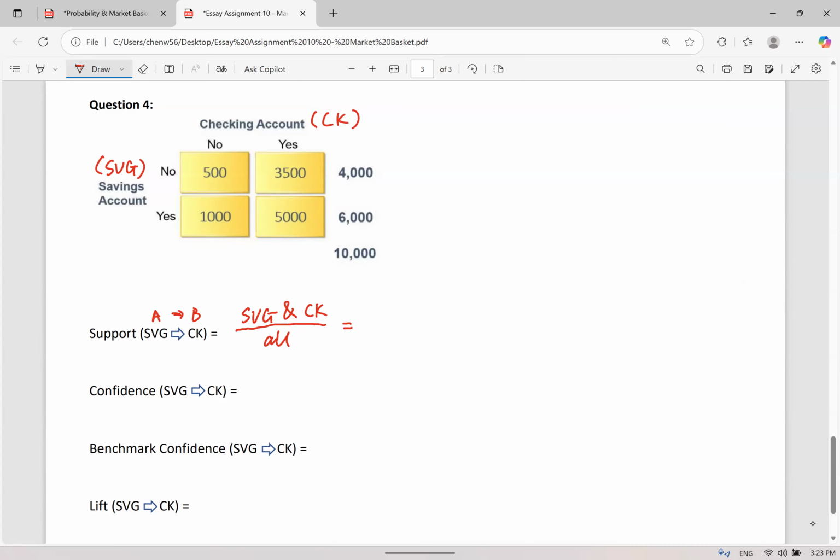Okay, the point is how many of them? How many customers contain both a savings account and a checking account? 5,000. Now I think you got the idea.